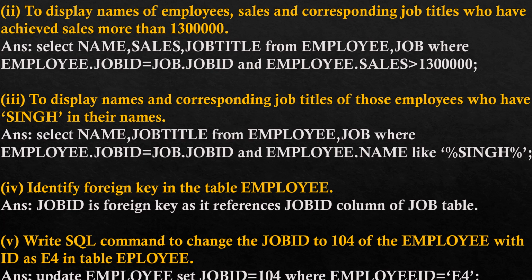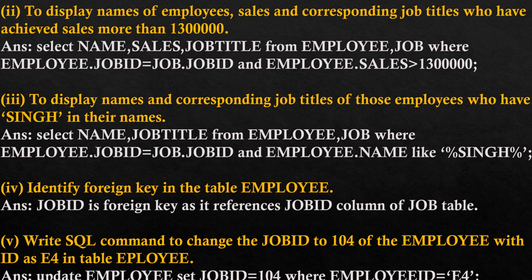So these are the two conditions. The first condition is to join both the tables and the second one is to check whether the name contains Singh or not. Like that it will fetch this data from this joint table. Now identify the foreign key in the table employee. As you know, the job ID of employee table references the job ID of job table. So job ID is the foreign key of employee table.